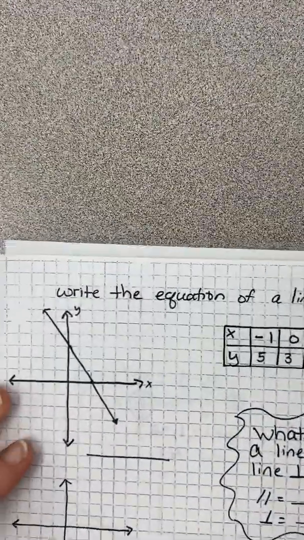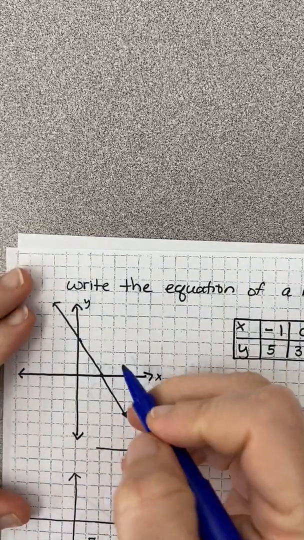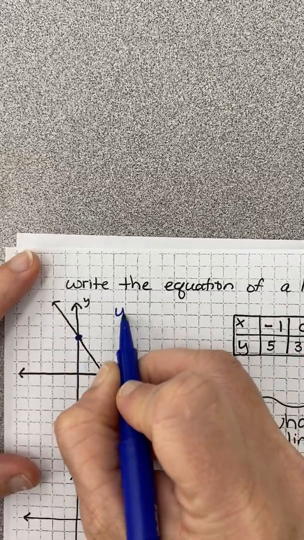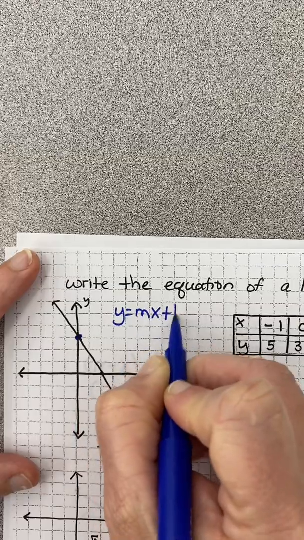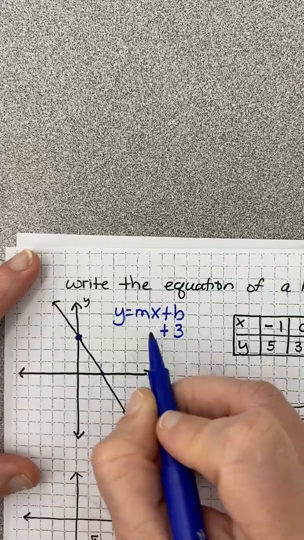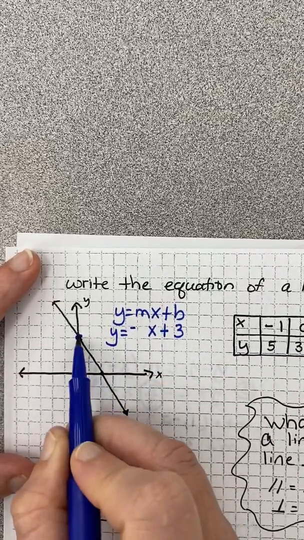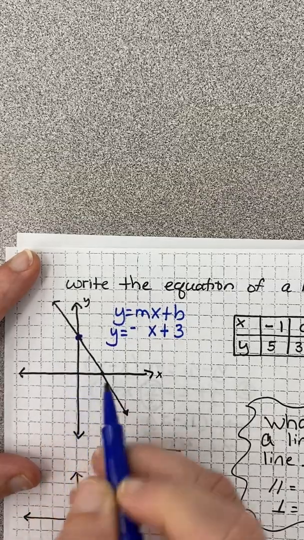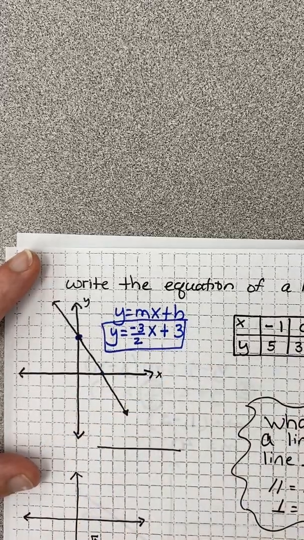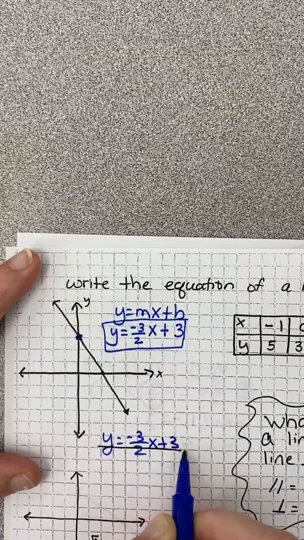Okay, I want you to write the equations for these lines, and let's make sure that they're in slope-intercept form. So this one's pretty easy because the y-intercept is 3. So when I have y equals mx plus b, I know the y-intercept is the 3. The slope, well, it's a negative slope. So I know it's going to be a negative number, and it's going down 3, right 2. So 3 over 2. So that's my equation. Oh, I guess I should have put it down here. y equals -3/2 x plus 3.